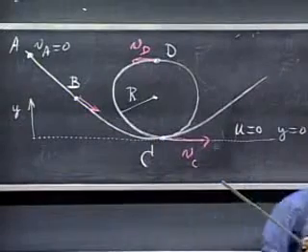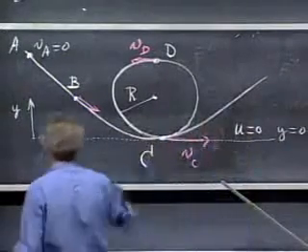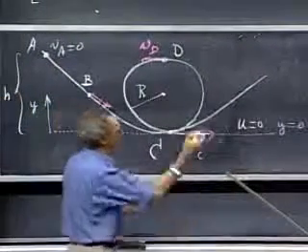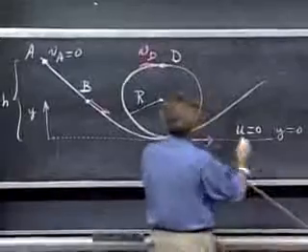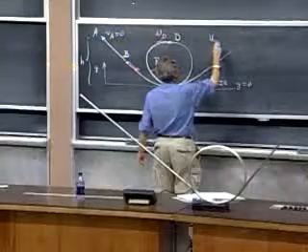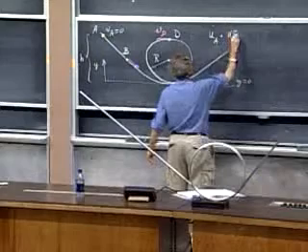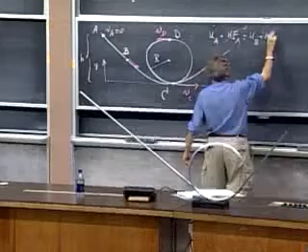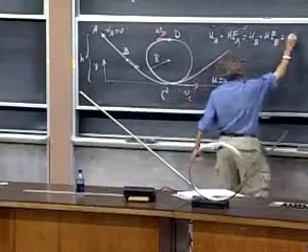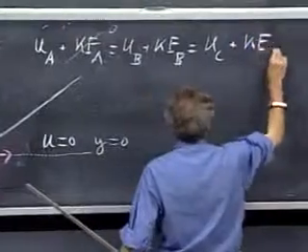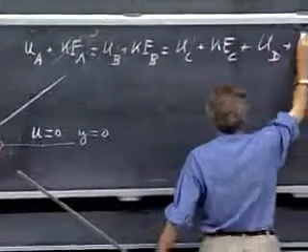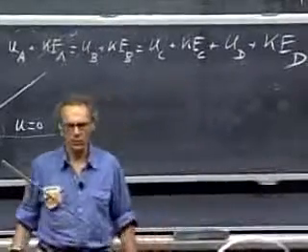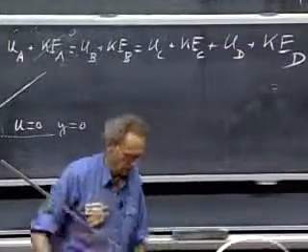Okay, I start off, point A is at a distance h above this level. And so I now apply the conservation of mechanical energy. So I know that U at A plus the kinetic energy at A, which is 0, must be U at B plus kinetic energy at B, must be U at C plus kinetic energy at C, must be U at D plus kinetic energy at D, if there is no friction, if there are no other forces, only gravity. So no energy is lost to friction.